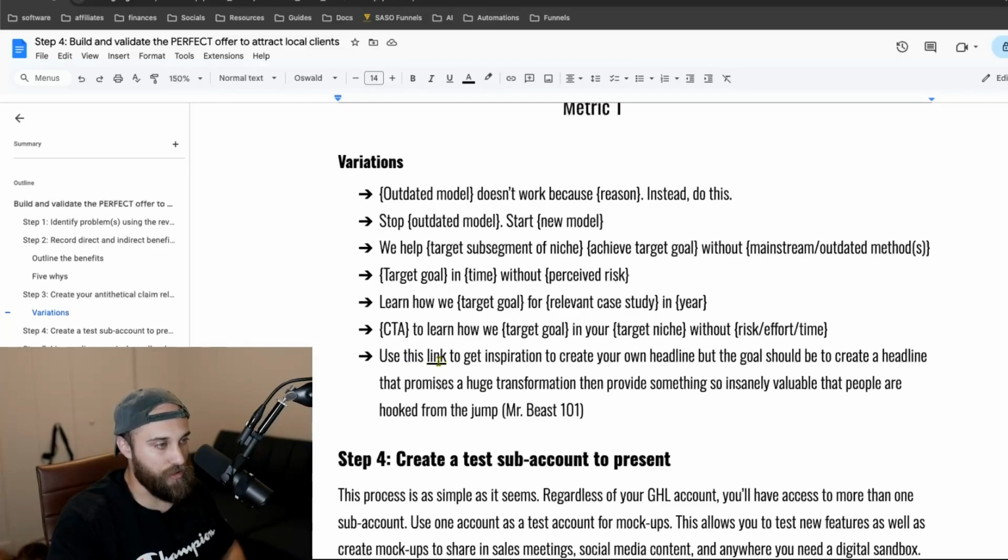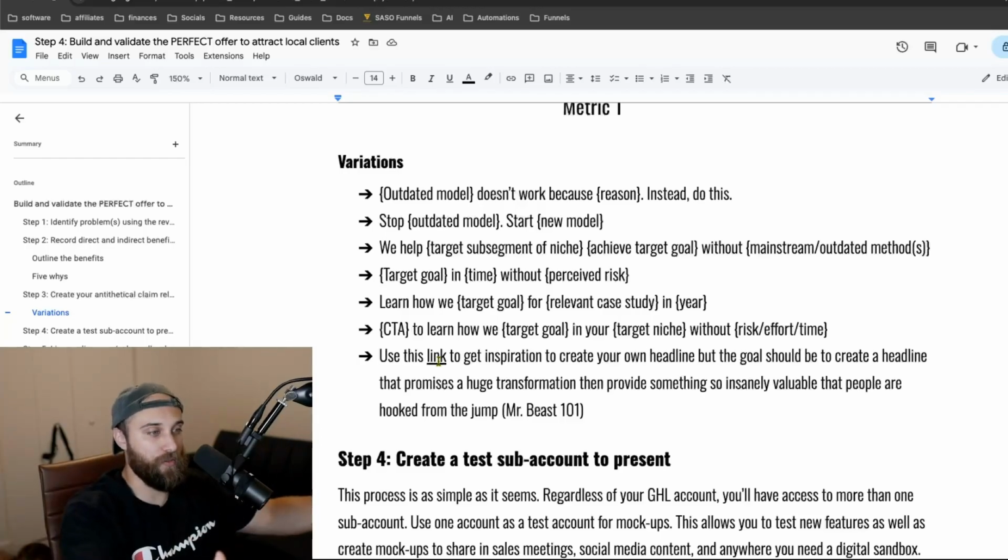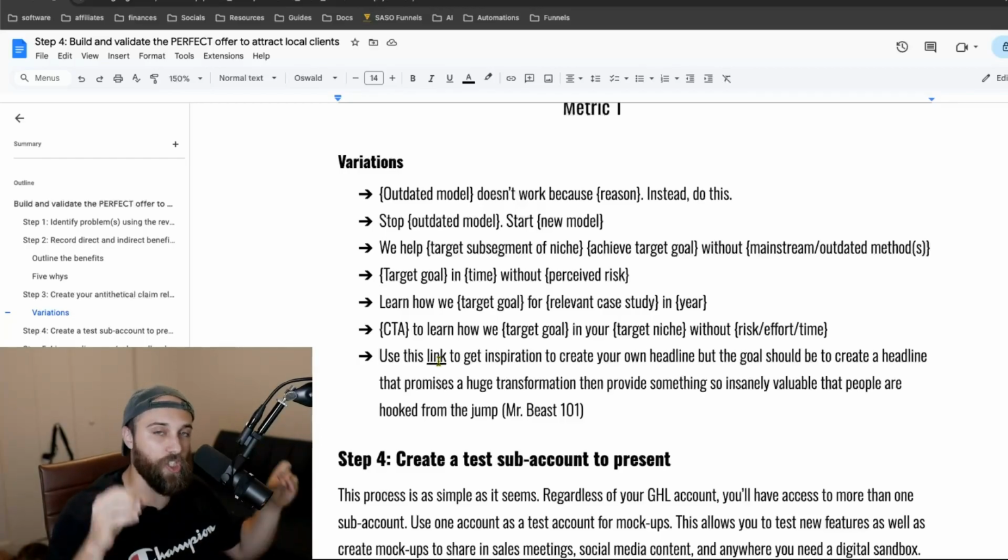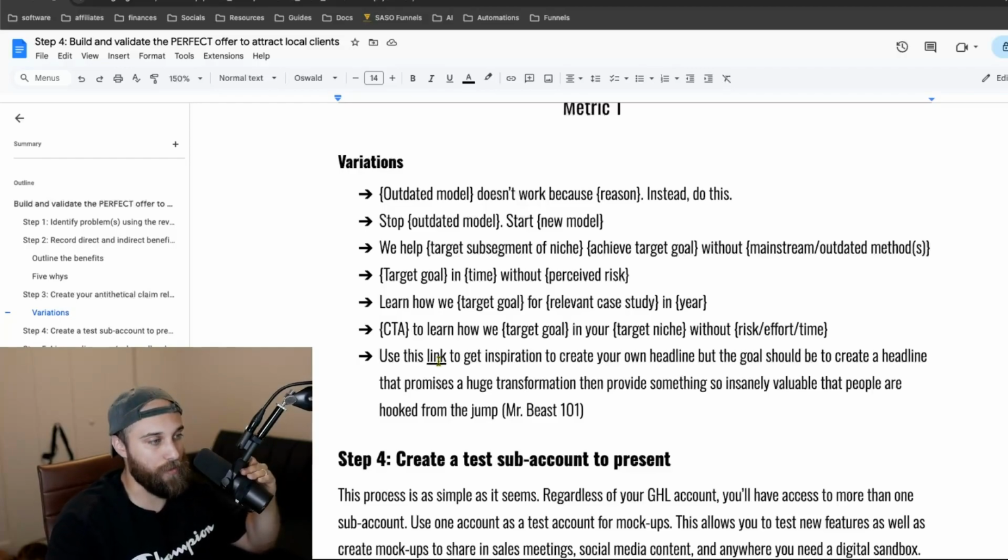And then here, you can use this link to get inspiration. I'll click on it in just a second to create your own headline. But the goal should be to create a headline that promises a huge transformation, and then it provides something so insanely valuable that people are hooked from the jump, right?